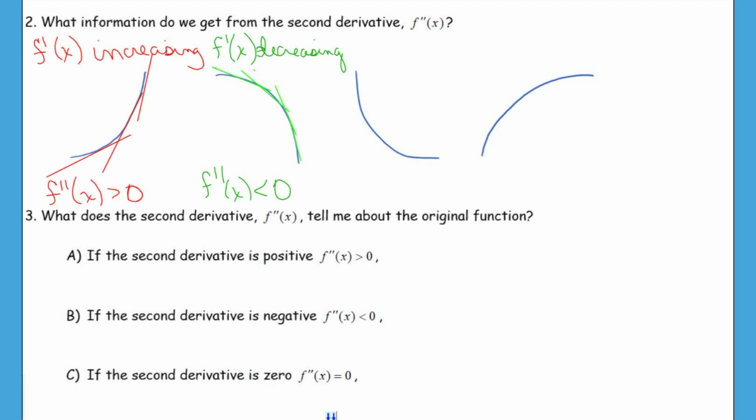Let's see, we've done red and green. We'll just do a little black here. So here we go. We're going to draw tangent lines. Now again, my tangent lines are negative. Do you see that? The slopes are negative.